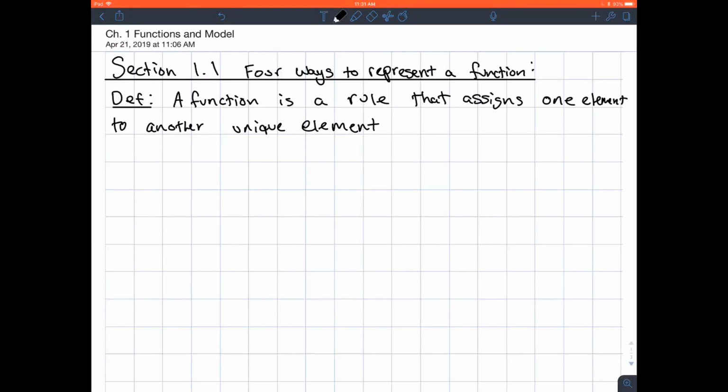Alright, this is Calculus 1, Chapter 1, discussing functions and models. The section we'll be discussing today is 1.1, 4 ways to represent a function. So the definition of a function is a rule that assigns one element to another unique element.